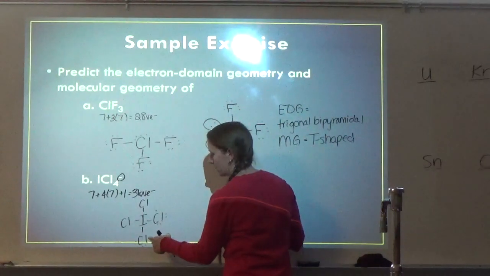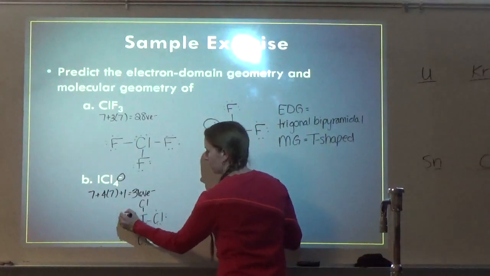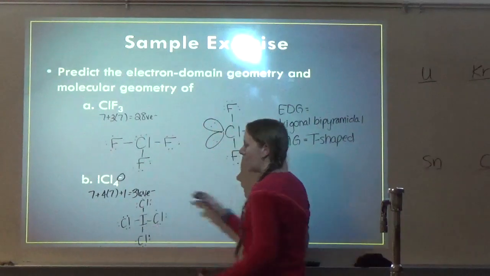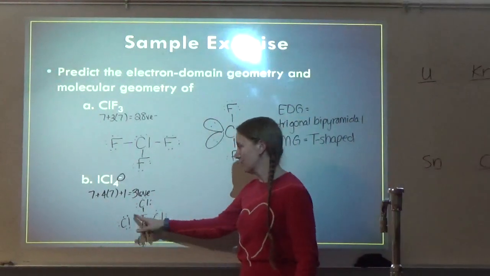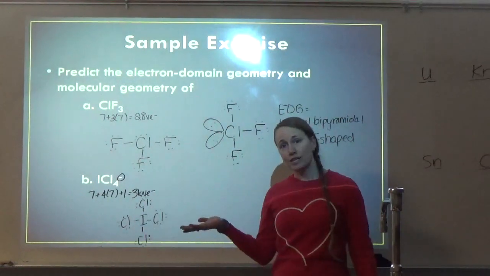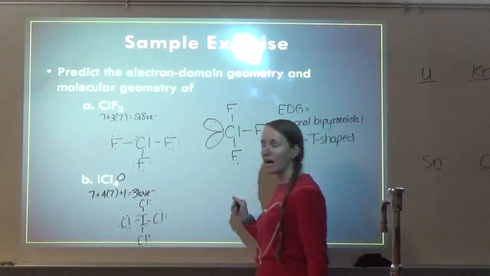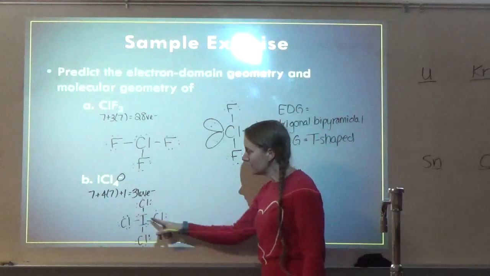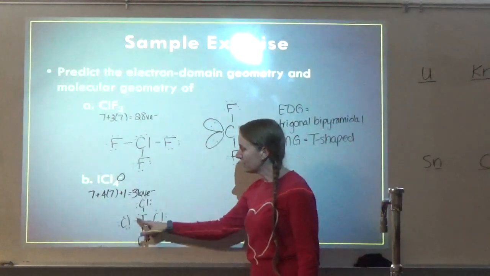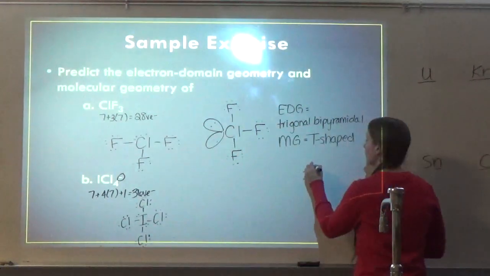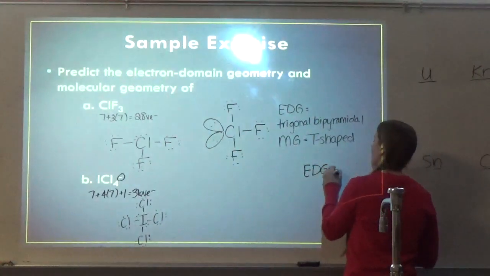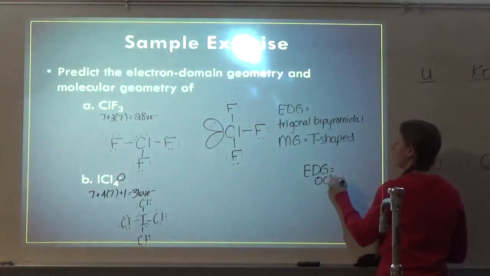Oh, that looked like 1. Sorry. And I technically doesn't need anything else. 2, 4, 6, 8. But that's only 32. I have to have 36. So I have to add 2 more pairs to I. So once I do that, I can see I have 1, 2, 3, 4, 5, 6 domains. So of course, if I have 6 domains, I already know my electron domain geometry is going to have to be octahedral.